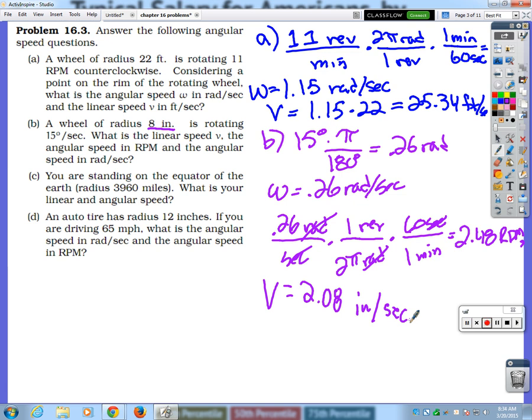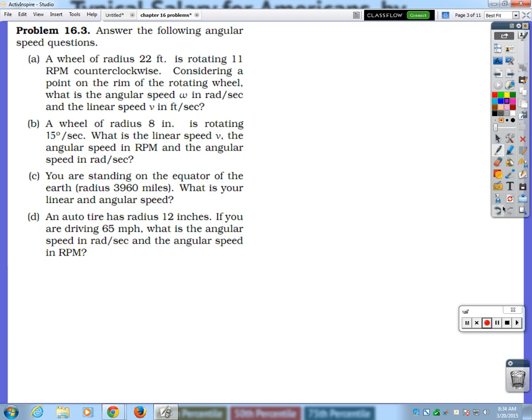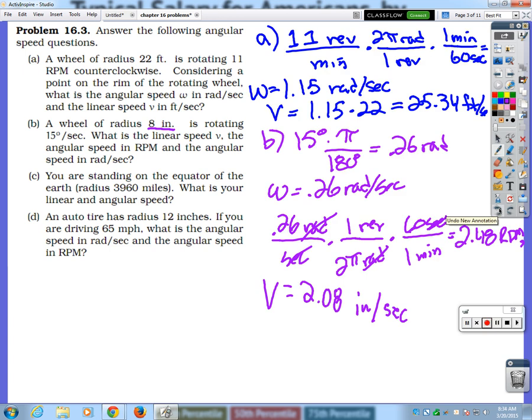But you just know some things about our lovely planet. For example, what is the revolution per minute of Mother Earth? This 2.08 came from taking the angular velocity and multiplying it by the radius.